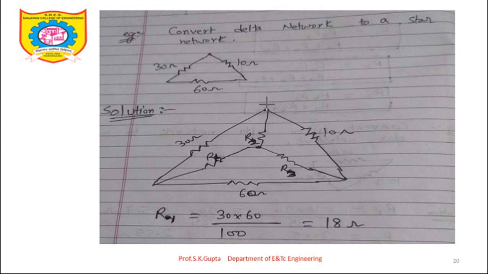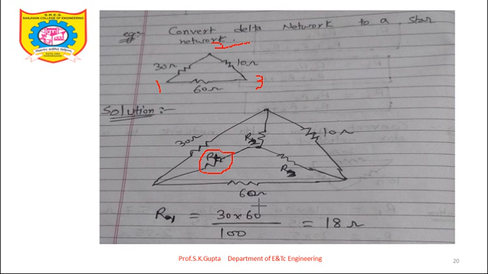Okay, it becomes easier if you draw the star network with resistances R1, R2, R3 inside the delta network. Let us say this is node 1, node 2 and this is node number 3. Okay, so what is the value of R1 resistance? To the R1 resistance, these two resistances are present, this 30 ohm and 60 ohm. So take the product 30 into 60 divided by sum of all resistances.